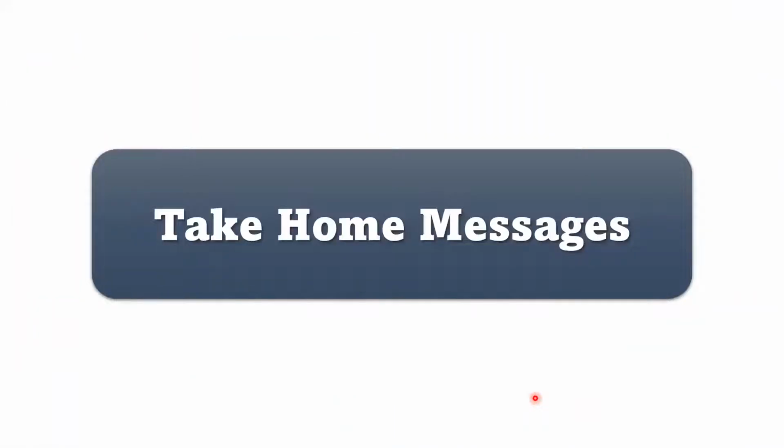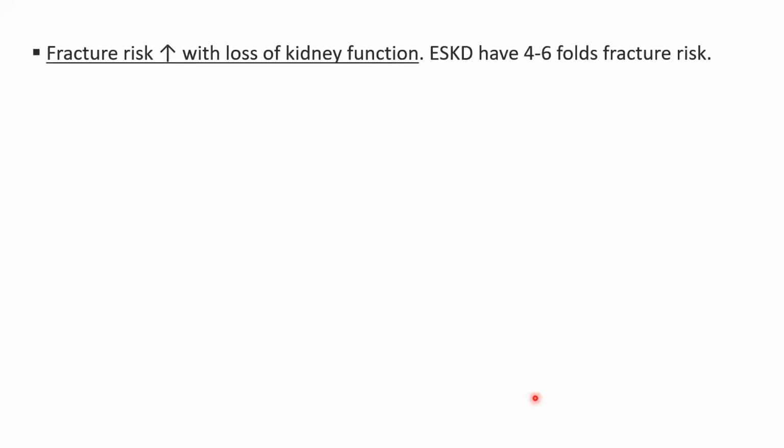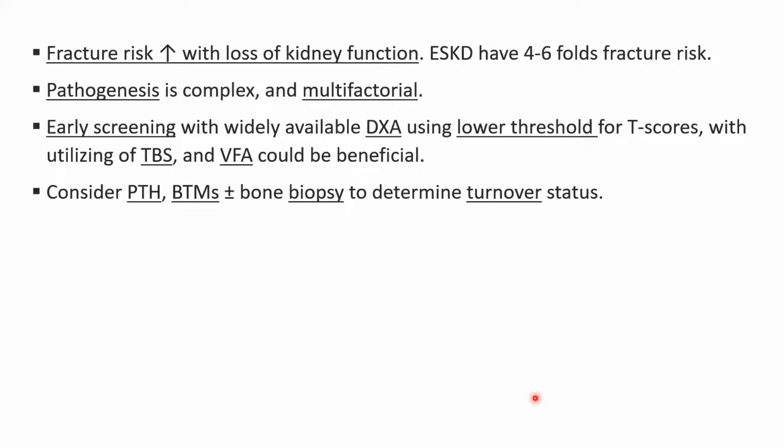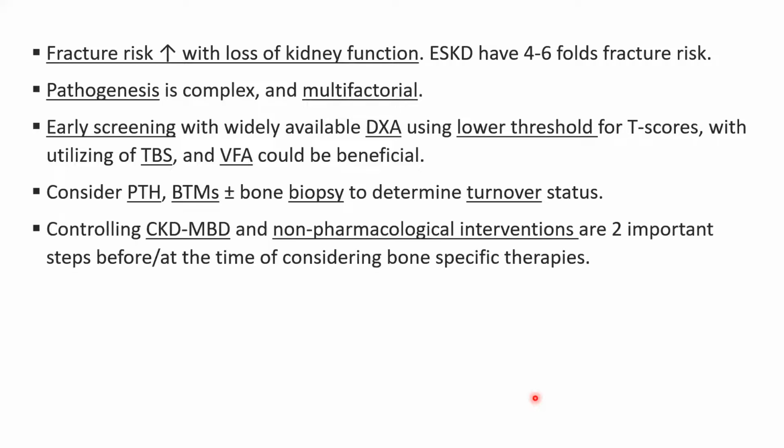So our take-home message is that fracture risk increases with loss of kidney function. In end-stage kidney disease, there is up to a 6-fold increase in fracture risk. The pathogenesis is multifactorial, but early screening with widely available DEXA, using a lower threshold for T-scores, helps. So instead of using -2.5 and sticking to it for starting treatment, you could start treatment in a patient with -2. Also, utilizing TBS and VFA could be beneficial. Consider PTH, bone turnover markers, plus or minus bone biopsy to determine the turnover status.